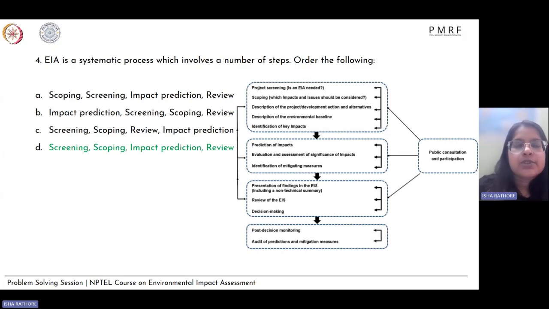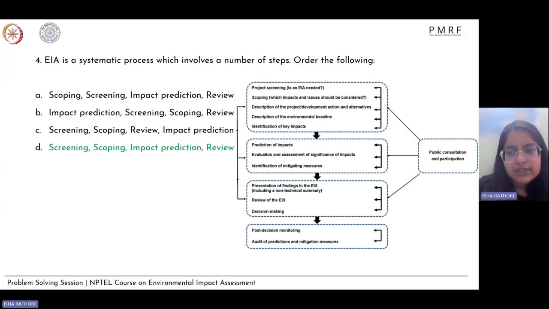Then you do scoping, that is which impacts and issues should be considered. Then you do impact prediction. So what are the different activities which are undertaken during the different construction or development stage? How are they going to affect the environmental parameters? And what sort of impacts are going to result out of it? So you predict and evaluate those impacts.